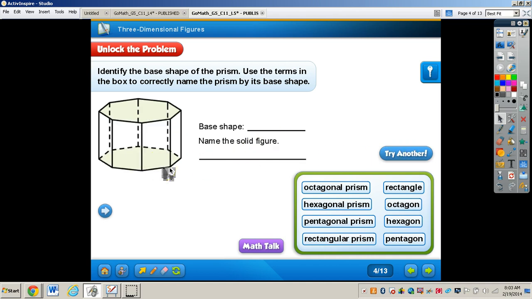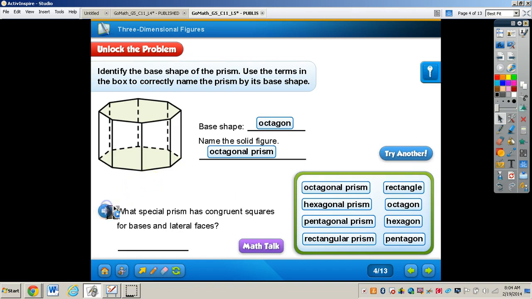And finally, we're going to take a look at this shape. We can see that the base shape of this prism is an octagon. Therefore, since it has a base shape of an octagon, it would be considered an octagonal prism.